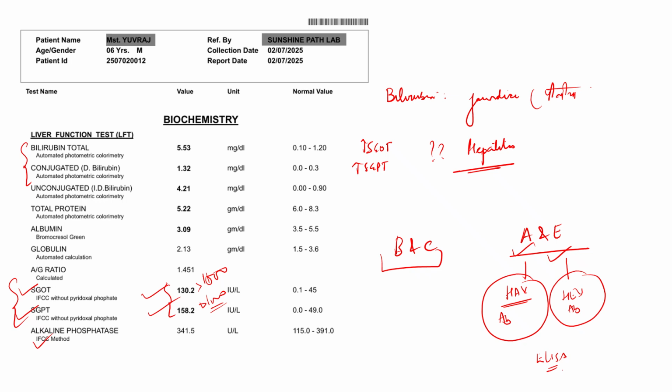Then only we will be very sure that we are dealing with viral hepatitis. So HAV antibody and HEV antibody, and repeat LFT after 48 to 72 hours.